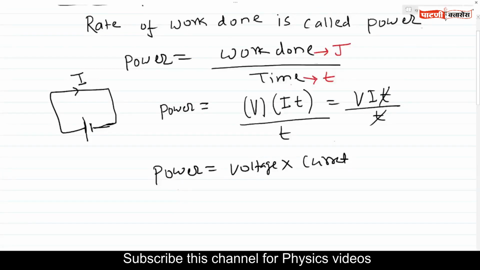Here, the unit of work done is joule and the unit of time is second. Therefore, power is measured in joules per second, and 1 joule per second is equal to 1 watt.